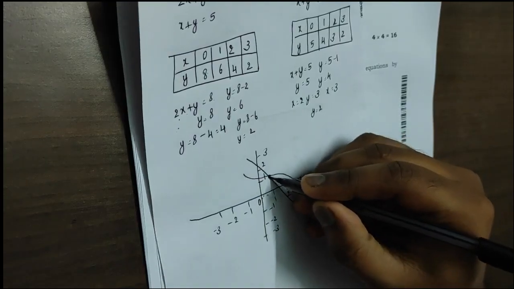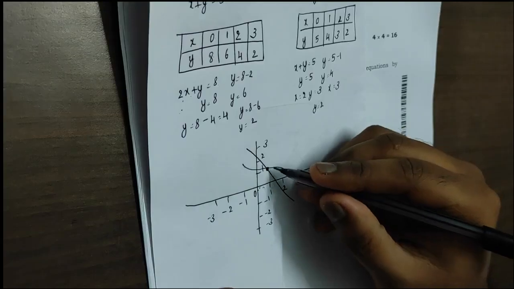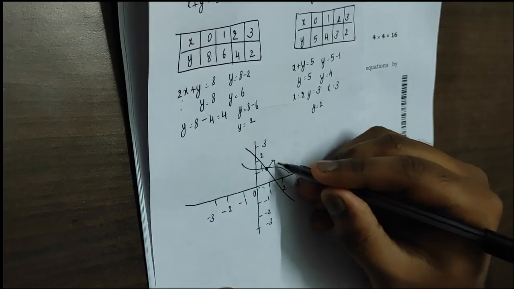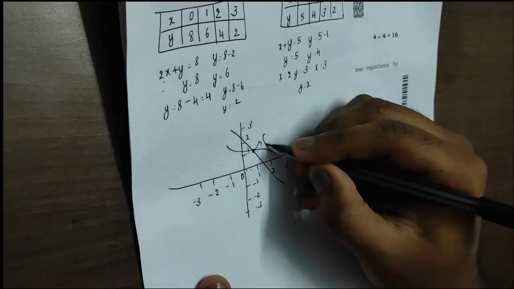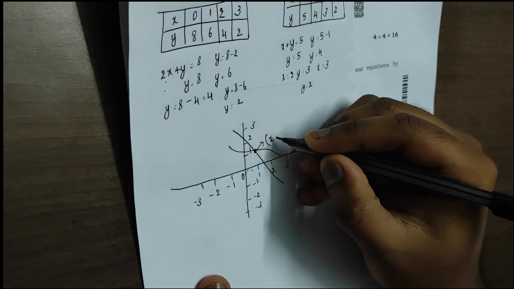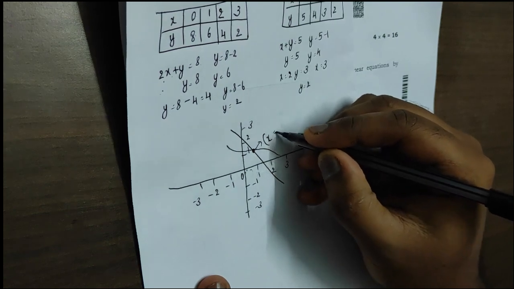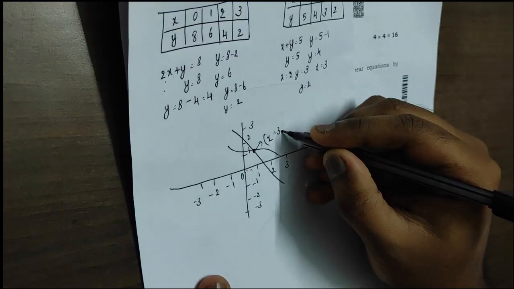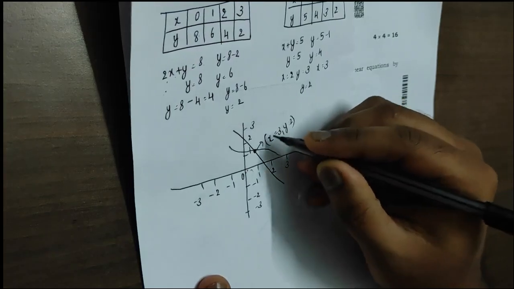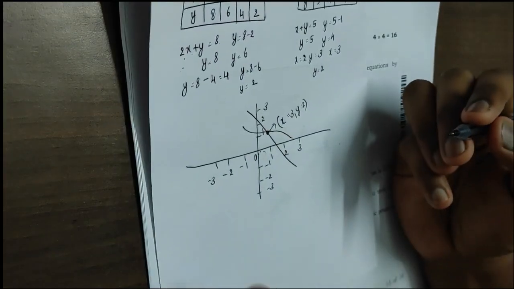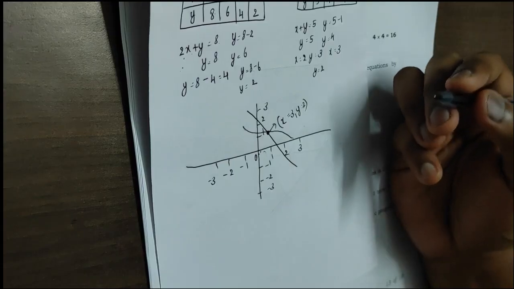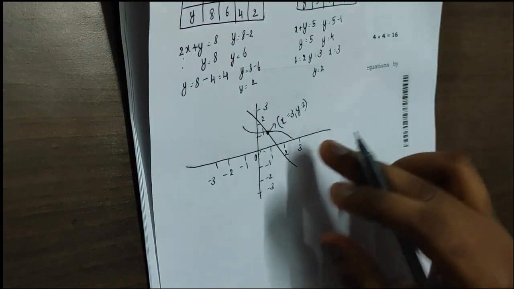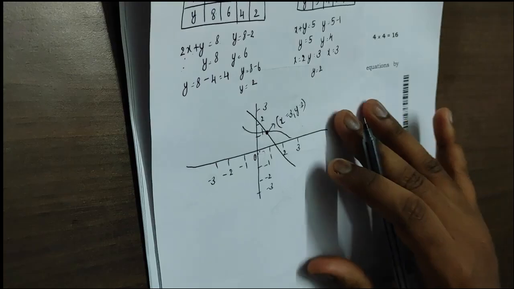The point where both the lines meet, you have to consider the x and y values at that point. That itself is the solution. When you draw this properly, you will get x is equal to 3 and y is equal to 2. Both the lines intersect at this point. This is the solution of this pair of linear equations. Finally you have to write x is equal to 3, y is equal to 2.